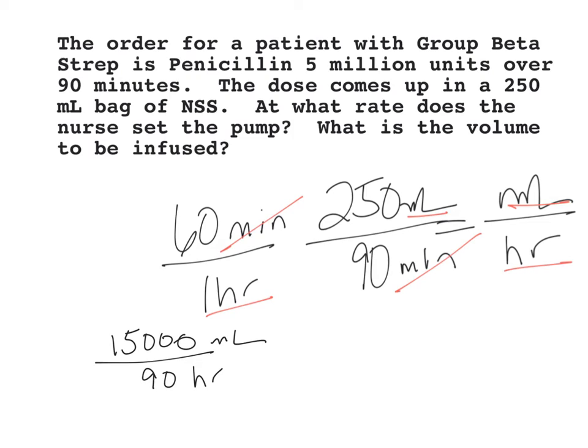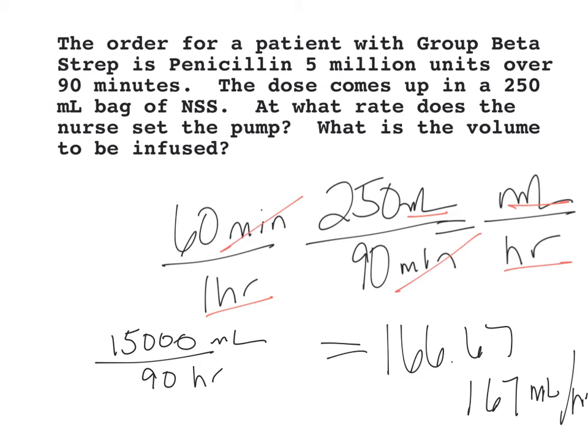So when you multiply straight across, you end up with 15,000 mLs over 90 hours. If you divide 15,000 by 90, you will end up with 166.67, which we will round to the nearest whole number and make it 167 mLs per hour. Let me just put a little box around that so you can see. That is our rate, 167 mLs per hour.